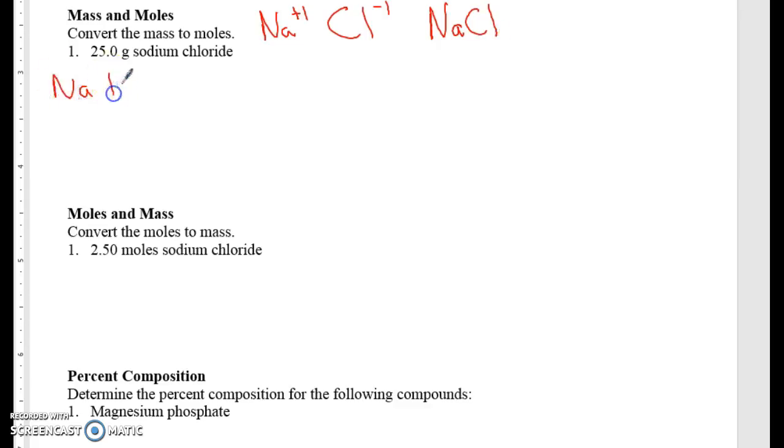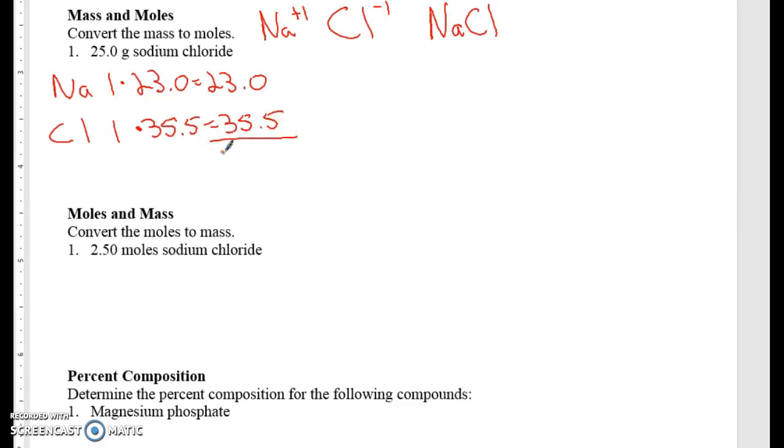There's 1 sodium, and sodium is 23.0 off of the periodic table. There is 1 chlorine, which rounded off to 1 decimal point is 35.5. And you add these up and you get 58.5 grams per mole. So again, if I had 1 mole of sodium chloride, I would have 58.5 grams of it.